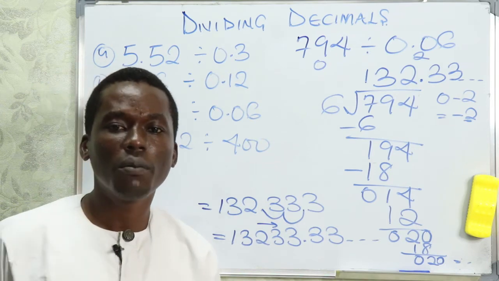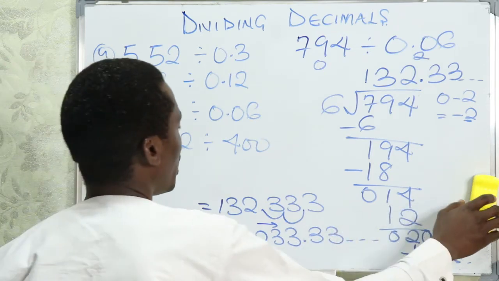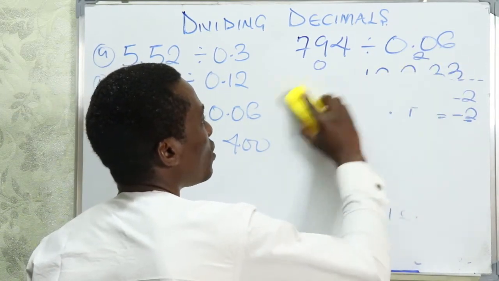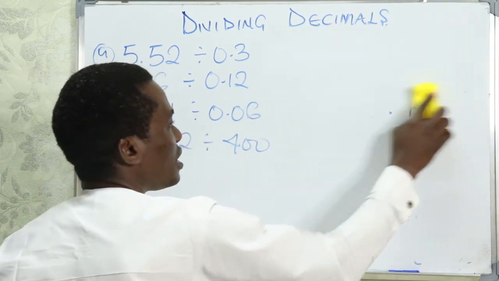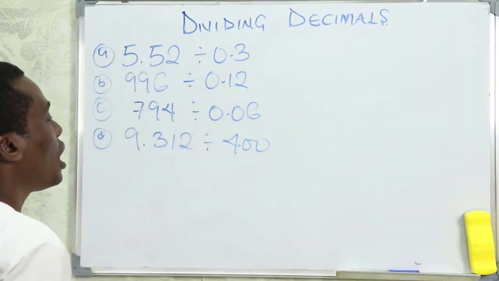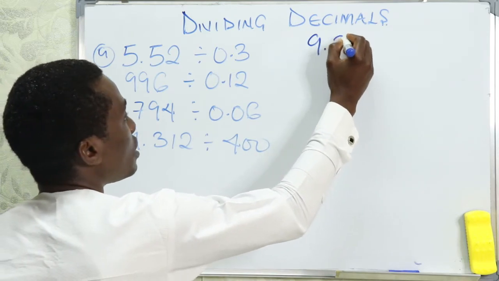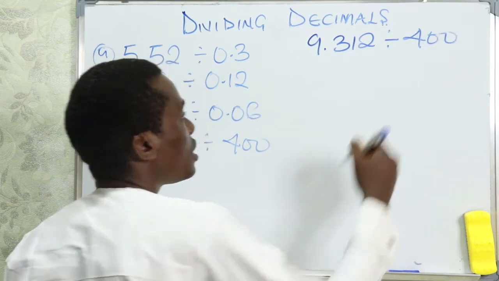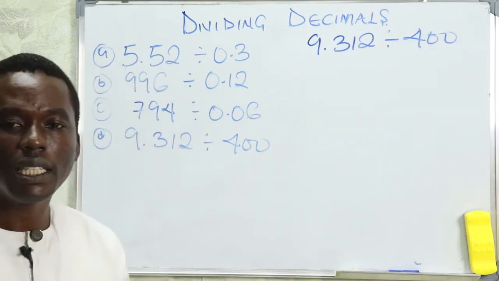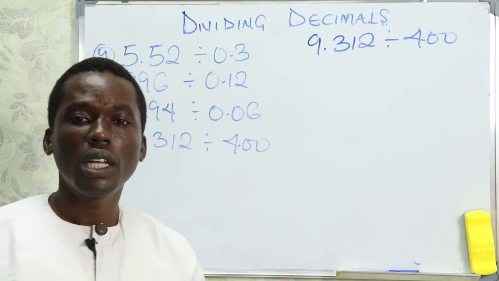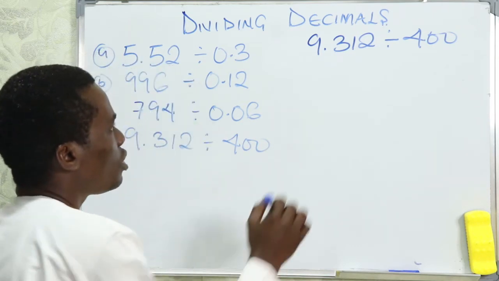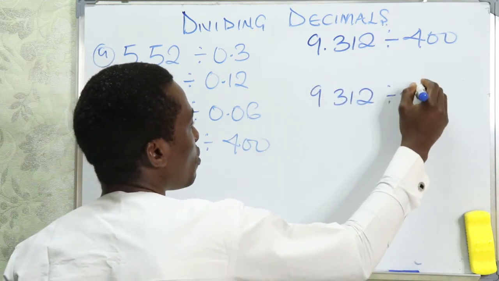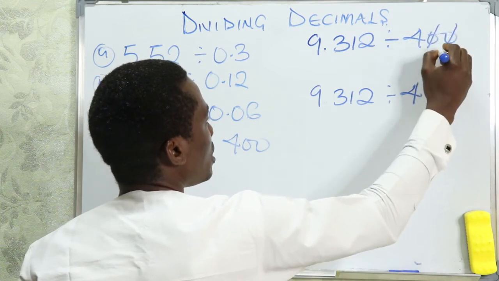Now let's look at the final example. In this final example, you are going to see another thing which is involved in dividing such numbers. Now let's look at this. We have 9.312 divided by 400. Now we are going to divide it as if there is no decimal point. All we need to do is 9312 divided by 4. This will be on the negative side.